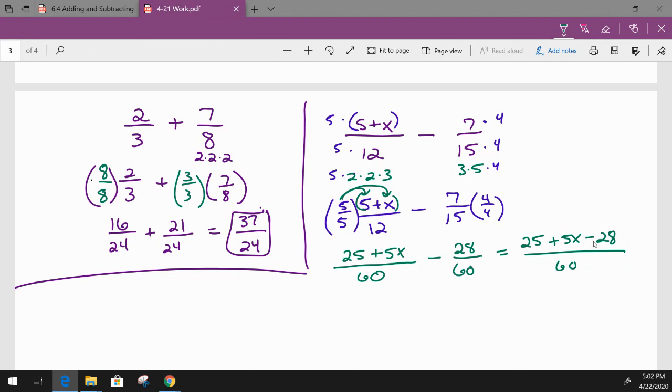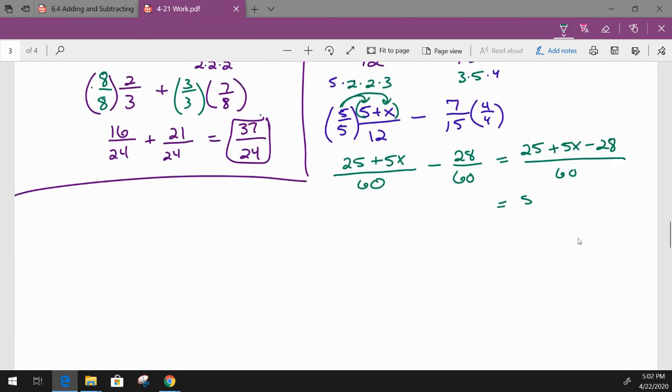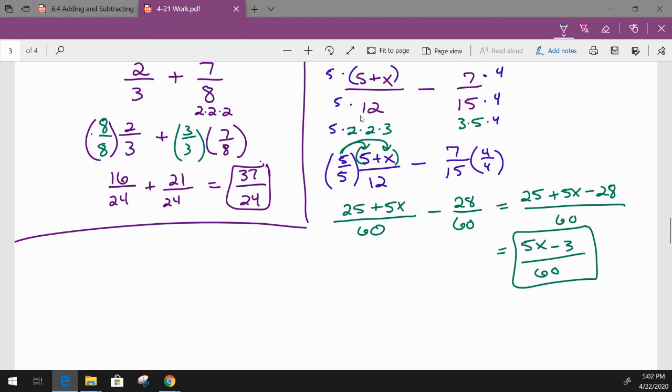So we can now combine our like terms, and we would get 5x minus 3 over 60. And that numerator cannot be factored, so we cannot reduce with the denominator. So this would be your simplified expression. But as you notice, if I were to multiply 12 times 15, I would get a much bigger number than just 60. So you do not want to just multiply each numerator by the opposite denominator all the time. You only do that when the denominators do not have any common factors.